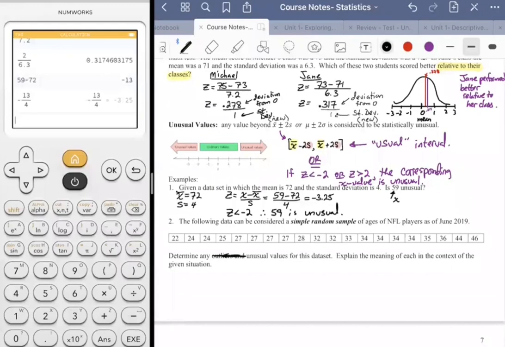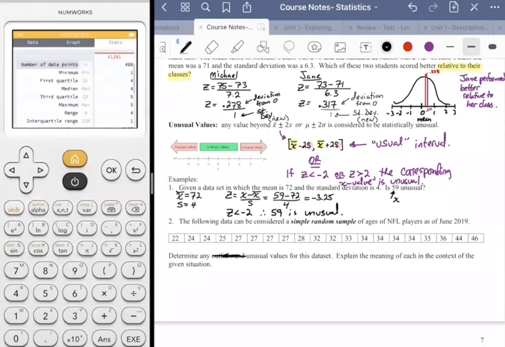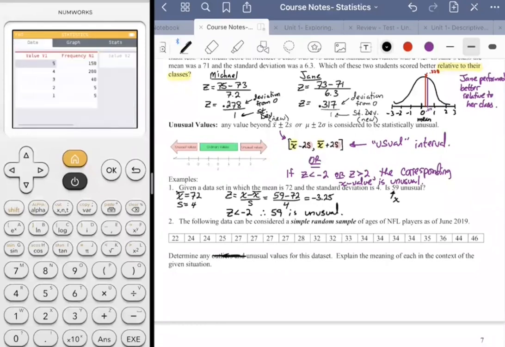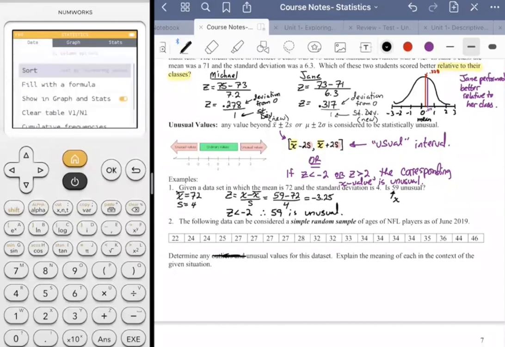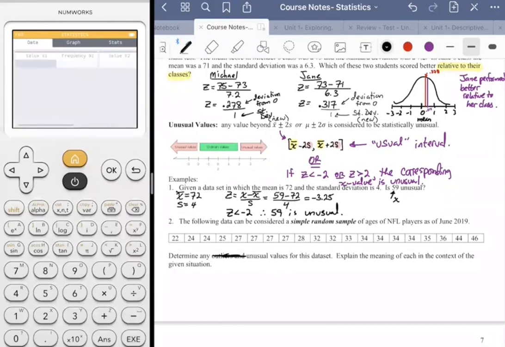All right, these are ages of NFL players. So we'll say things like X years old. You know, that's getting across the context, right? But the data has to get popped into the calculator. So home, statistics, just going up to the data part of it. Wipe out the data that we have in there. So onto value V1, hit OK, and clear the table, confirm it. The same process we've been using.